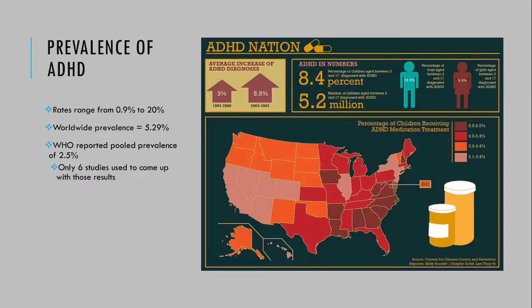But looking at the picture, even though it doesn't necessarily show the prevalence of ADHD, there have shown some differences. So from 1997 to 2006, the diagnoses have increased by 3%. And then from 2003 to 2007, it has increased by 5.5%. And just looking at the United States map and seeing all the children who are receiving medication for ADHD, it varies from state to state, but in this case it's kind of regional. So the dark red is 5.5 to 6.5%. On the other end of the spectrum, the lowest is in the light pink, that's 2.1 to 3.4%.